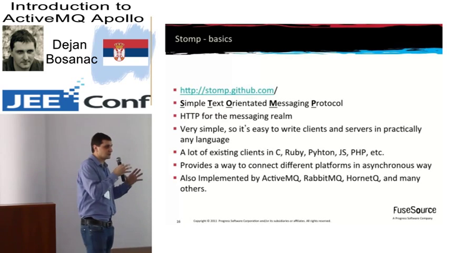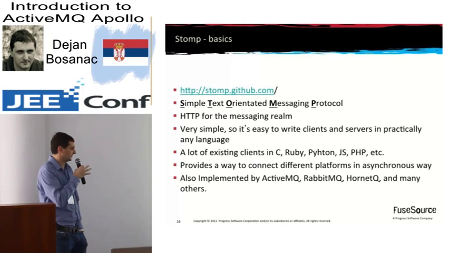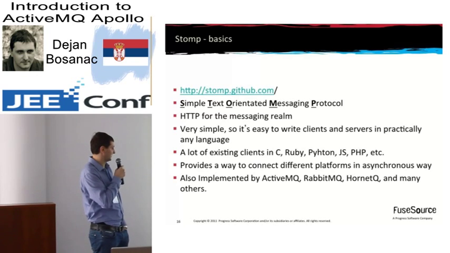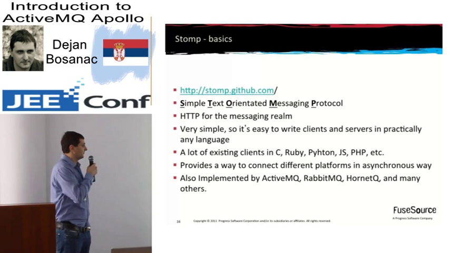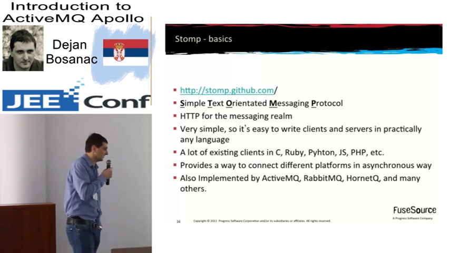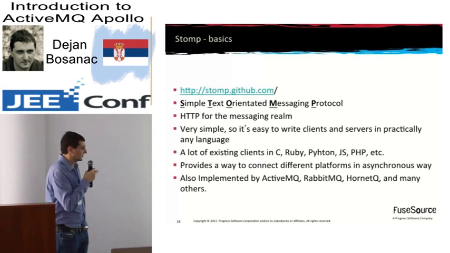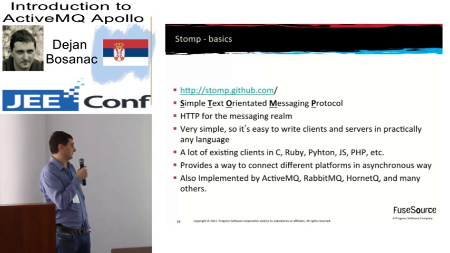We just have a larger number of frames because we need to support all kinds of messaging patterns and combinations that people want to use. And because it's a very easy and simple protocol, it's easy to write clients and servers. So there are tons of existing clients, like C, Ruby, even JavaScript or WebSockets. There are clients that can do that.